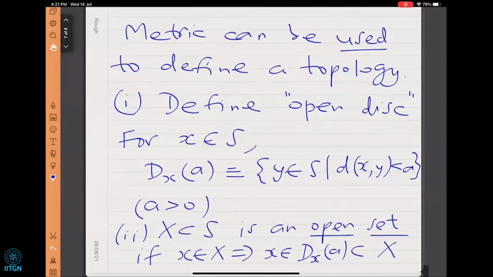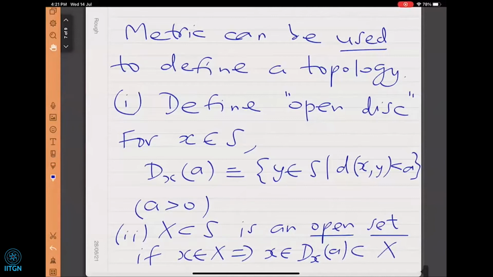Now, where have you seen this before? Well, this is how we defined open set on R in terms of open intervals. We said that something in R is an open set in the usual topology if a point in that subset can be enclosed in an open interval which fully lies inside the subset.